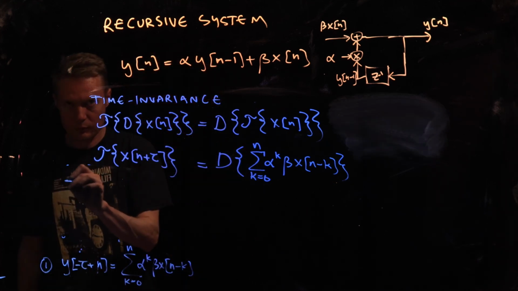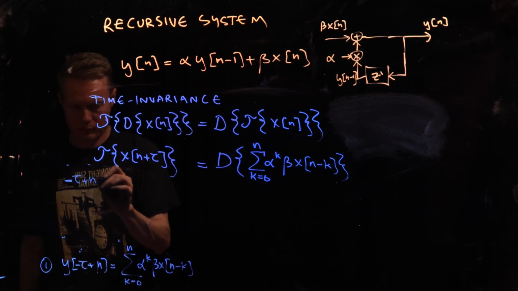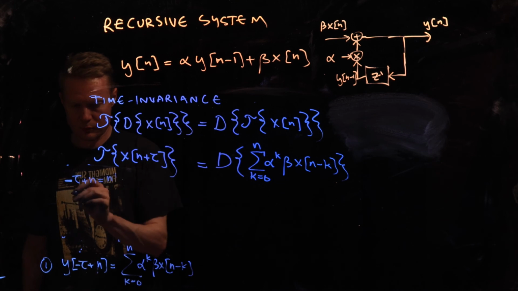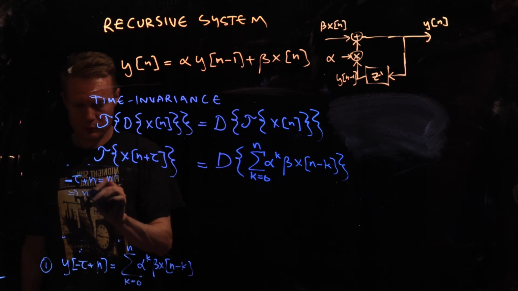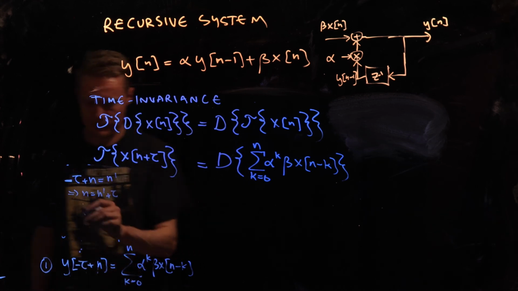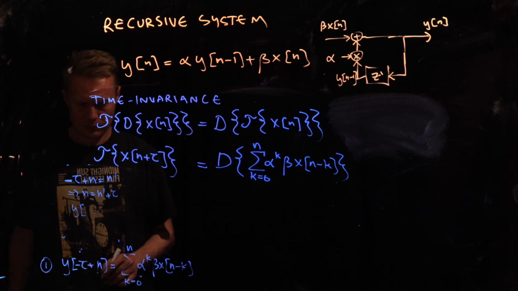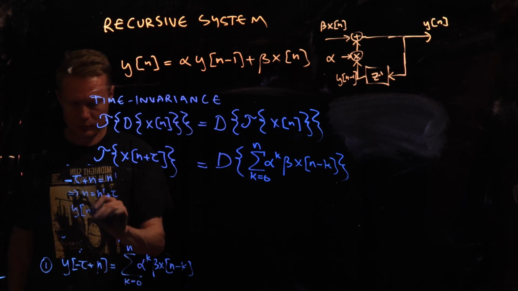Okay, and the last step for the left hand side is to do a variable substitution. So we're going to substitute minus tau plus n with n prime. So we're just going to make a new index, n prime. So therefore n will be n prime plus tau, and therefore the closed form solution is going to be this.